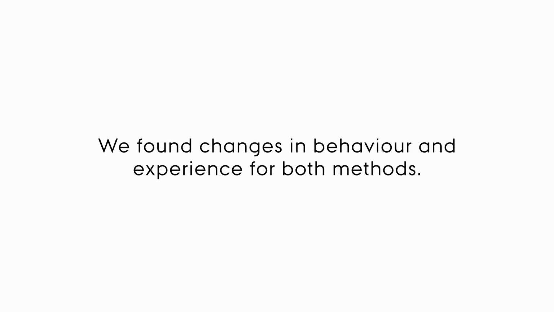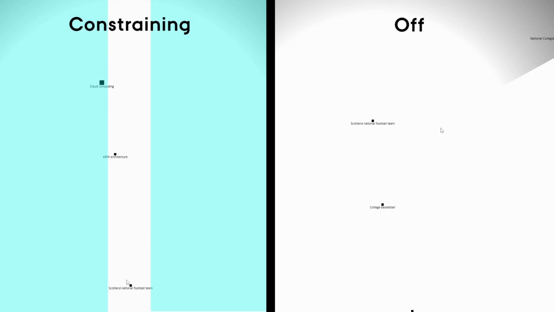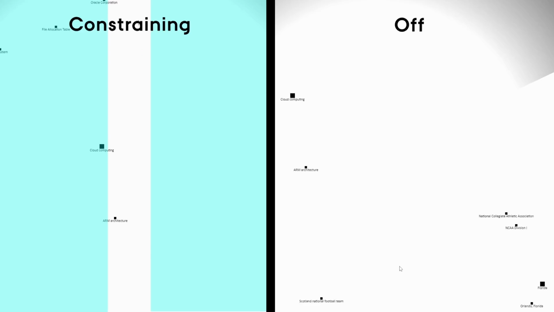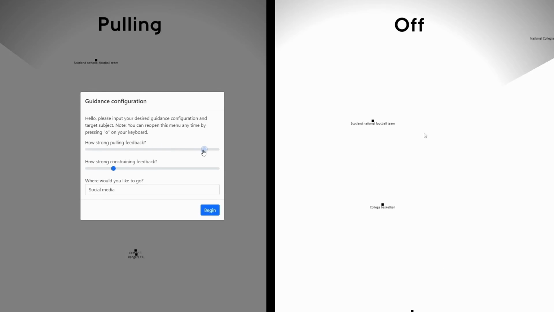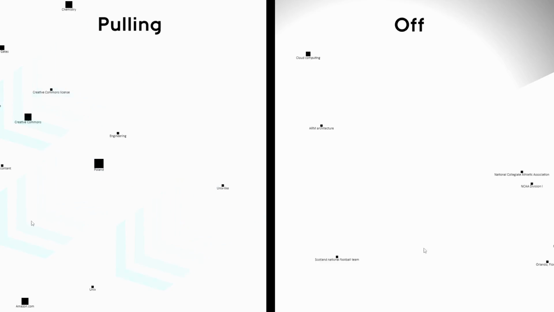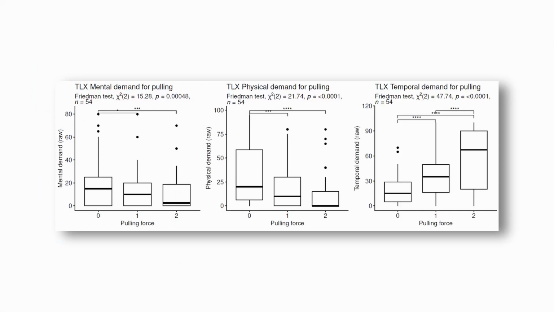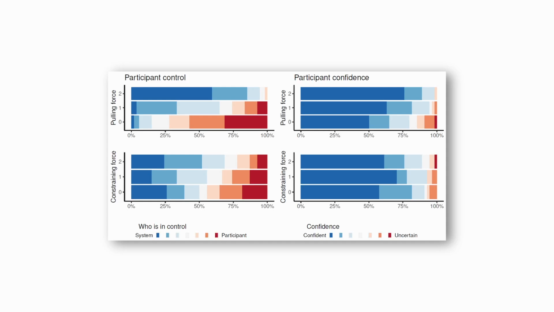From our study, we found changes in behavior and experience for both methods. Constraining feedback made participants stick closer to the direct path from start to finish. Pulling feedback, in comparison, made participants solve tasks faster, increasing the speed of their movements. Experientially, participants felt a decrease in sensations of physical and mental demand as the pulling force rose, while sensations of temporal demand increased. For both feedback methods, increasing the force gave participants greater confidence in reaching the target, but lowered their sense of being in control. This effect was strongest for pulling feedback.